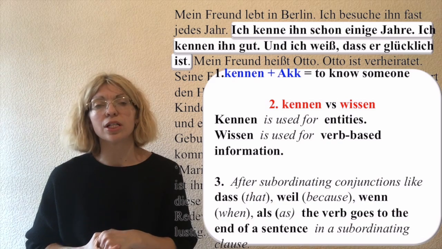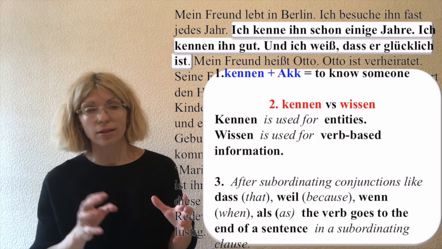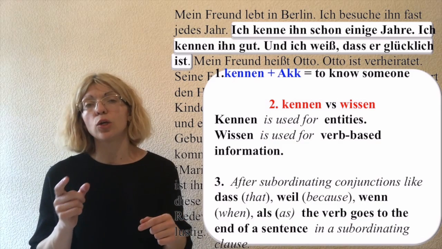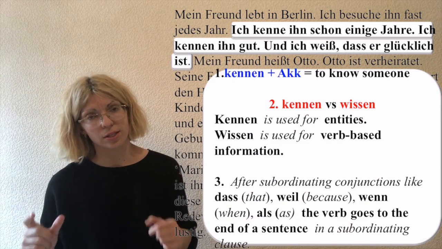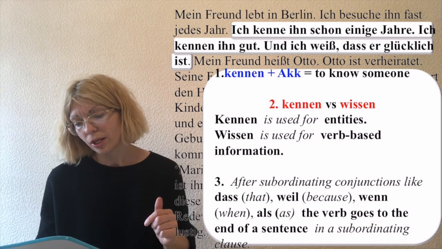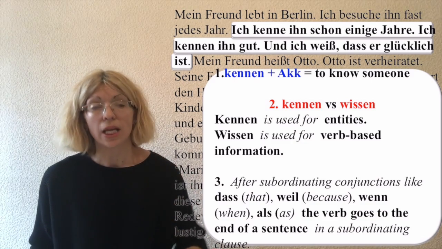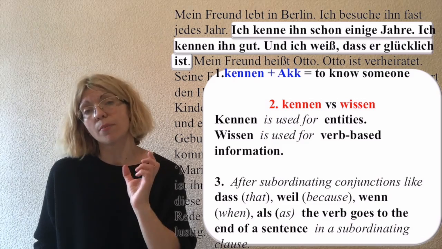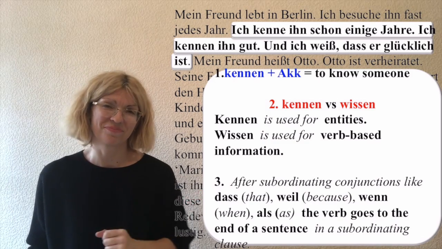Dass is a subordinating conjunction. And after such a subordinating conjunction, like dass, that, while, because, as, and some others, the verb goes to the end of the sentence. Always goes to the end of the sentence, okay? That's why we cannot say ich weiß, dass er ist glücklich. No, it's wrong. The rule tells us that we have to put the verb at the end of the sentence after the subordinating conjunction dass. That's why: ich weiß, dass er glücklich ist. It's very important. Okay, the next.